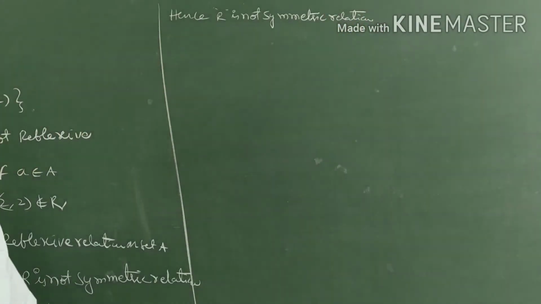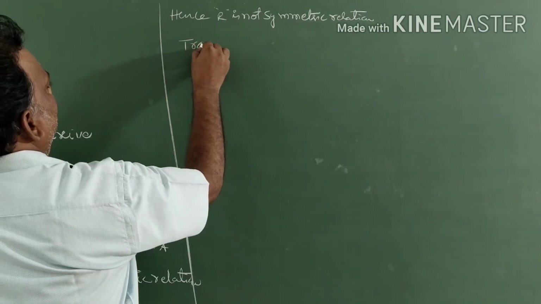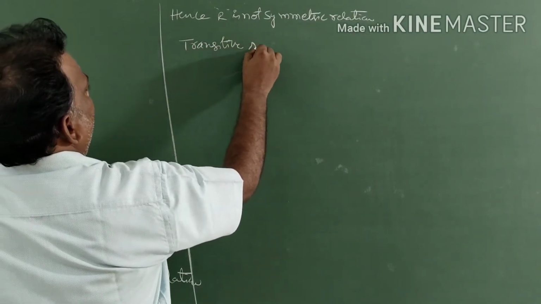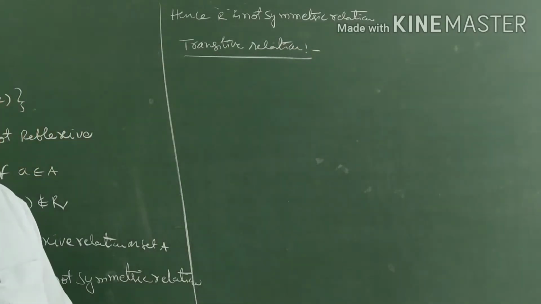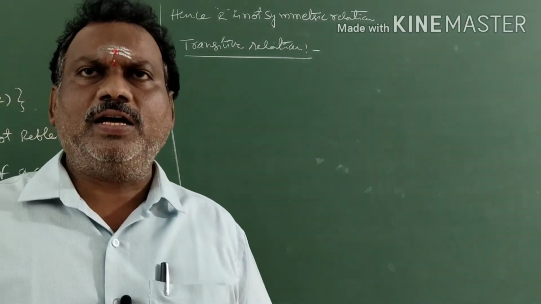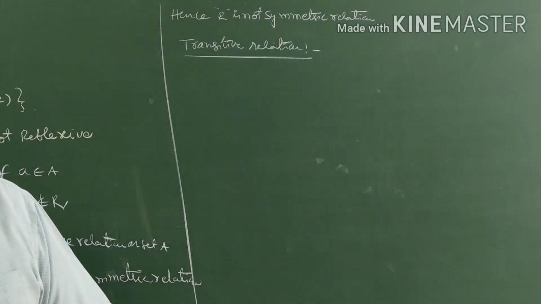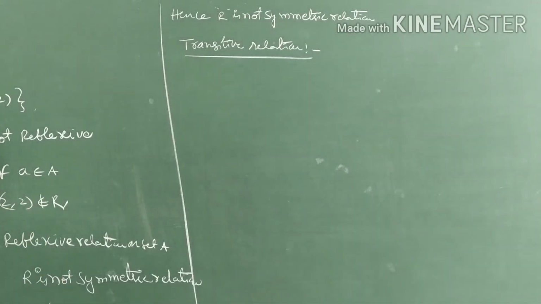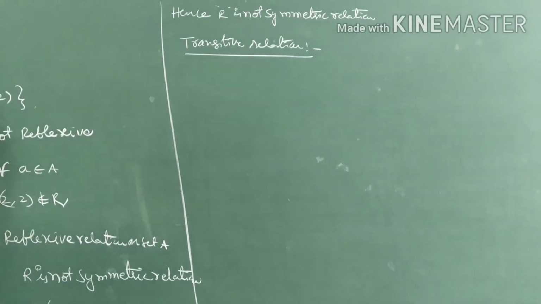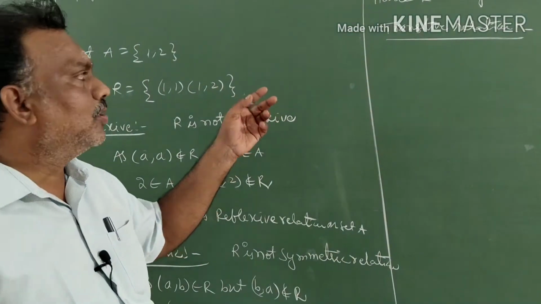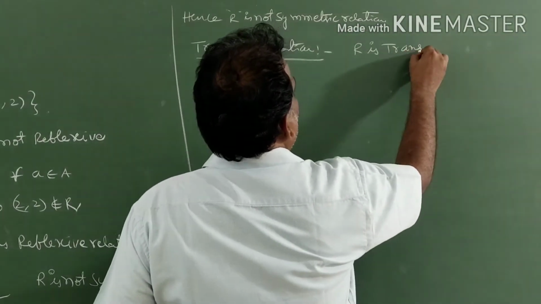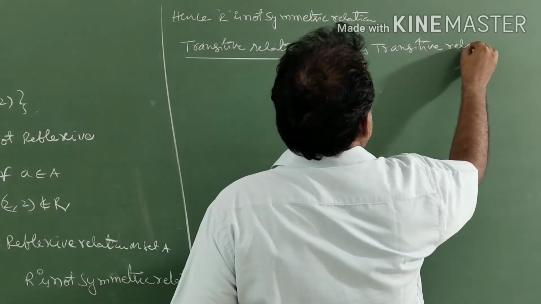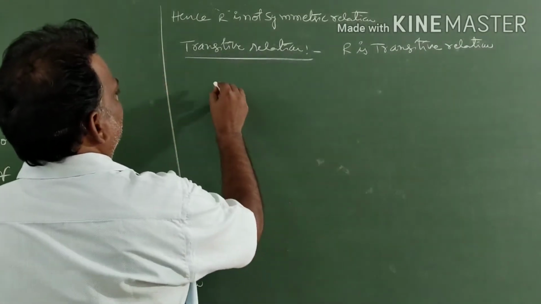Now we will check the transitive relation. You just recall the definition of transitive. Ordered pair (a, b) and ordered pair (b, c) belong to R, there must be ordered pair (a, c) also. So (a, b) and (b, c), there must be (a, c) also. Same here, (1, 1) and (1, 2), there must be (1, 2) also. So I can write R is transitive.